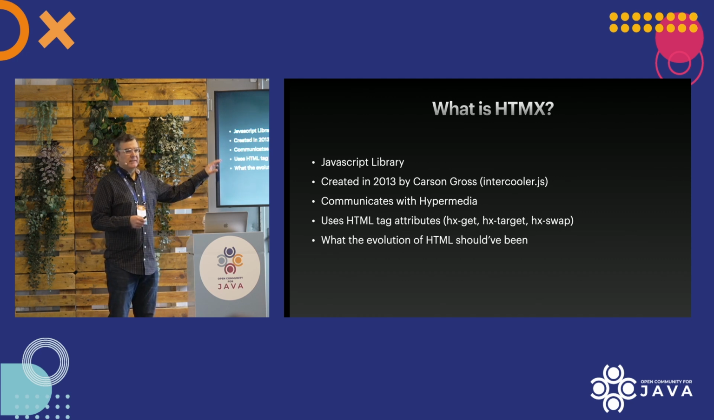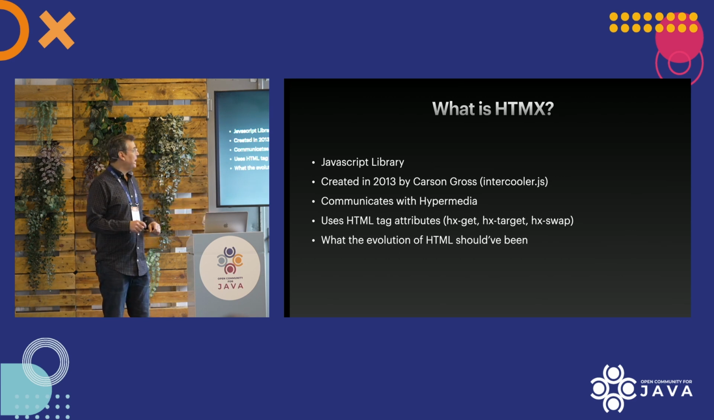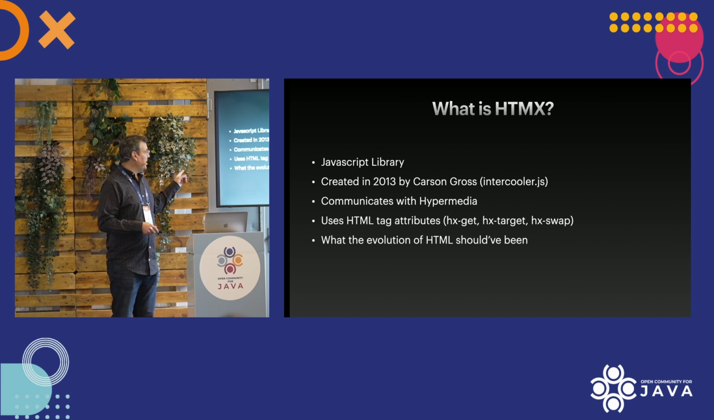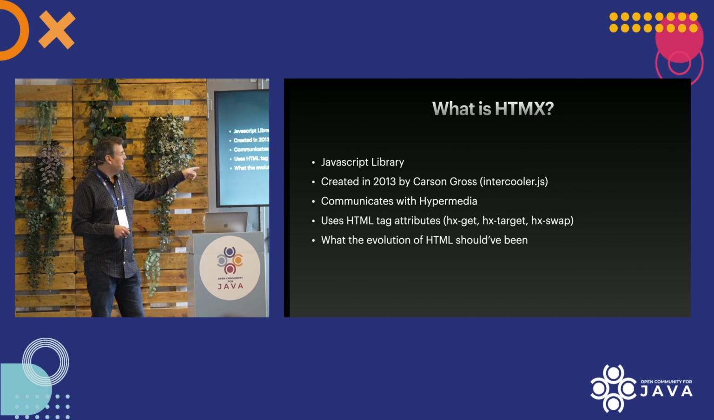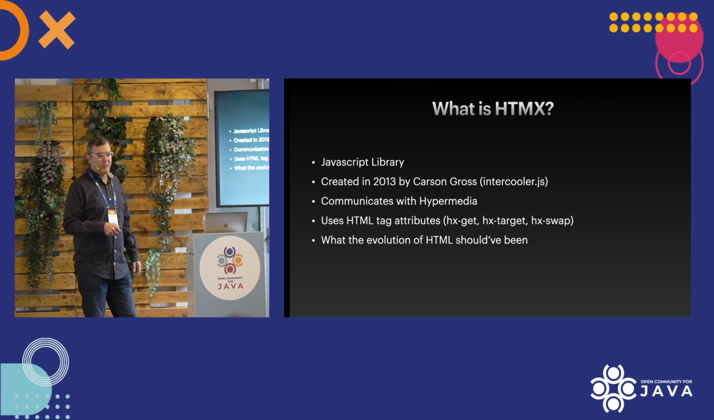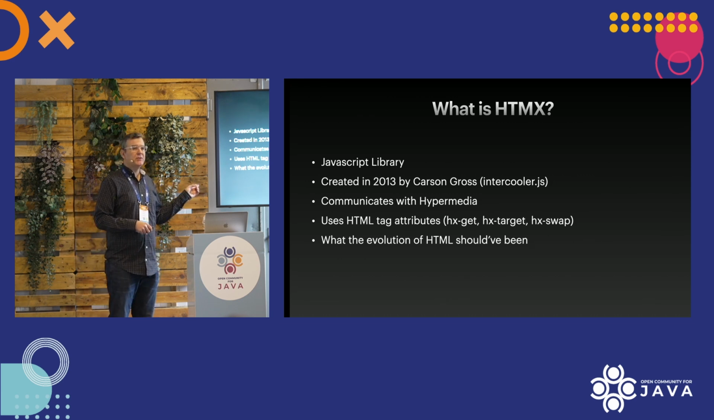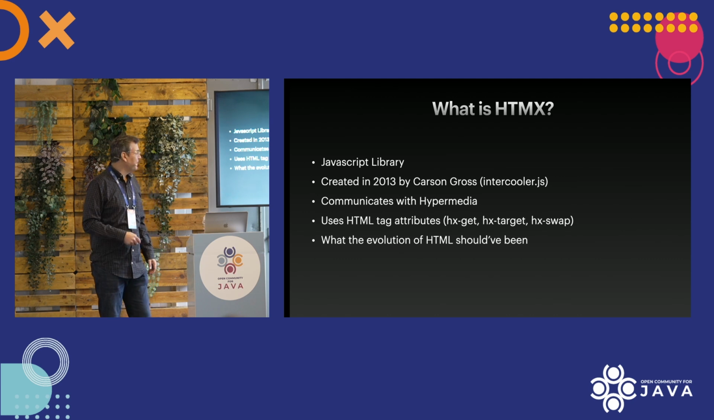The only thing they did was remove the jQuery dependency. Now it's dependency-free. It's standalone, and it communicates with hypermedia, hence HTML. So it uses HTML tag attributes. You see them there. We will see them in the demo. hx-get and so on to communicate with the server instead of using JavaScript. And this is what the author of the library considers should have been the evolution of HTML. That's why they named it HTMX, which is like HTML extended.